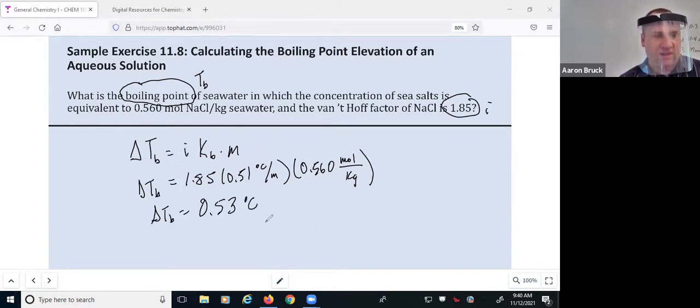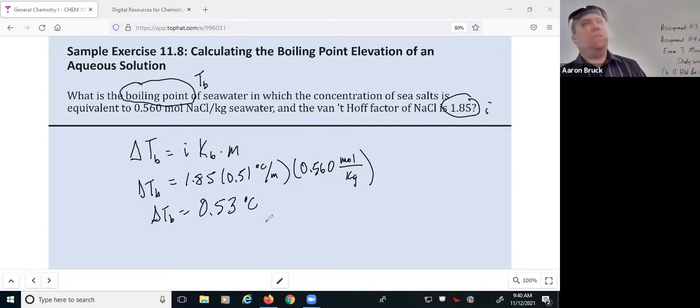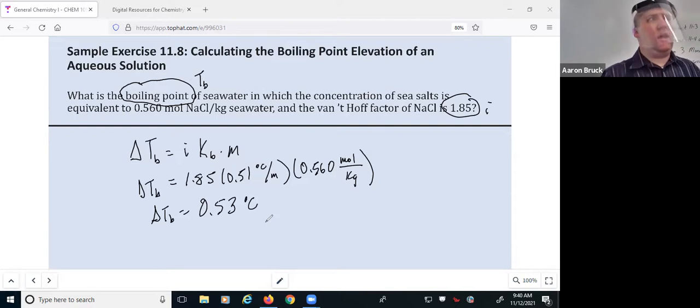0.53 degrees Celsius. Now, probably the most common mistake that students make with these kinds of problems is stopping here and saying, okay, the boiling point of the solution is 0.53 degrees Celsius, I'm done. Well, take a second and think about that. That doesn't make any sense. How does water, which normally boils at 100 degrees, now only boil at 0.5 degrees? Doesn't quite make sense, doesn't add up. That's because you forgot to add it up.